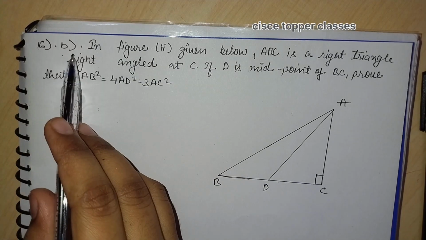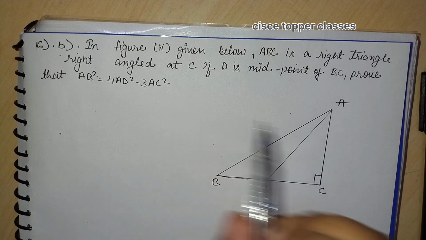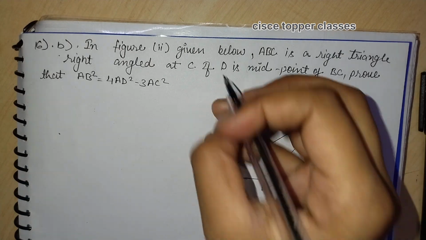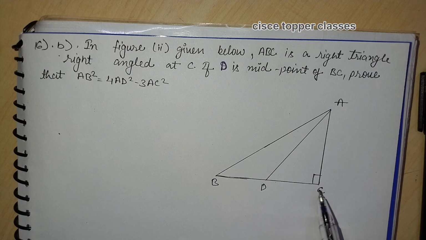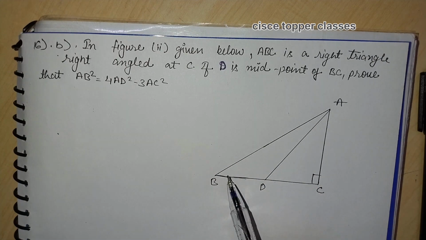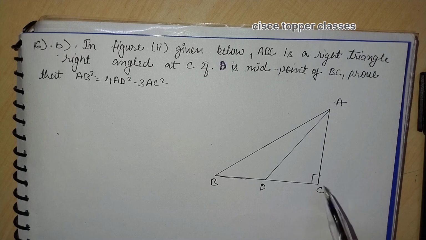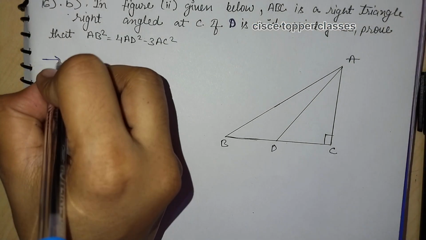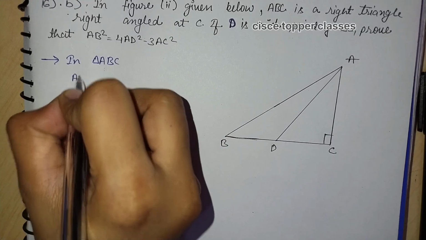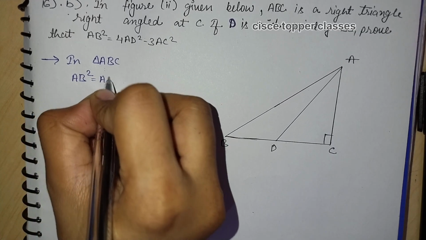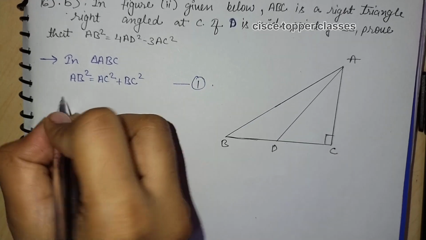Let us solve 16th part. In the figure given below, ABC is a right angle triangle at C. So if this D is midpoint here of BC, this line BC, we have to prove that AB square is equal to 4AD square minus 3AC square. So simply we can write it in triangle ABC. Firstly, we can write AB square is equal to AC square plus BC square as the first equation.